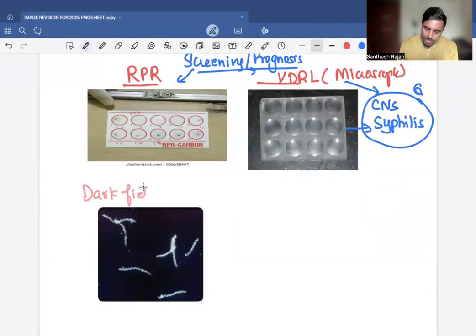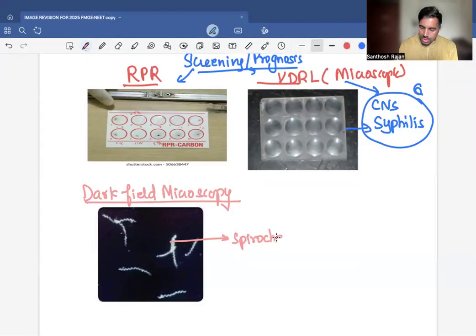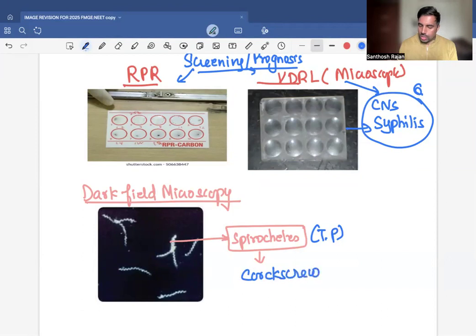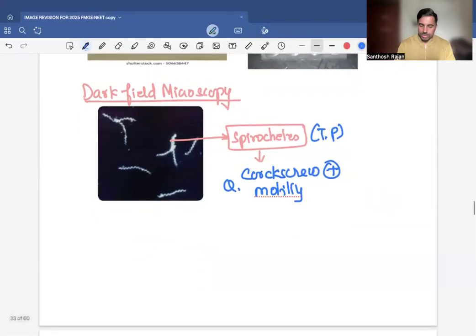Then one more thing is dark field microscopy. In dark field, the background is dark, but here you see the spirochetes moving. You know the motility, very important, frequently asked. All spirochetes, but this Treponema pallidum we are talking about here, which motility? Corkscrew motility positive. This is also a very important question, frequently asked, don't forget. In spirochetes, we have Borrelia, Treponema, and Leptospira, BLT. Three things, so these are things you're going to remember very well.